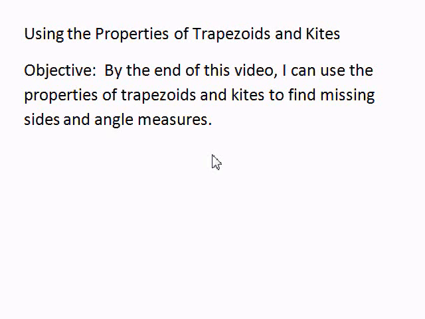Hello, welcome back. Today we're going to be using the properties of trapezoids and kites. By the end of this video, you should be able to use the properties of trapezoids and kites to find the missing sides and angle measures.